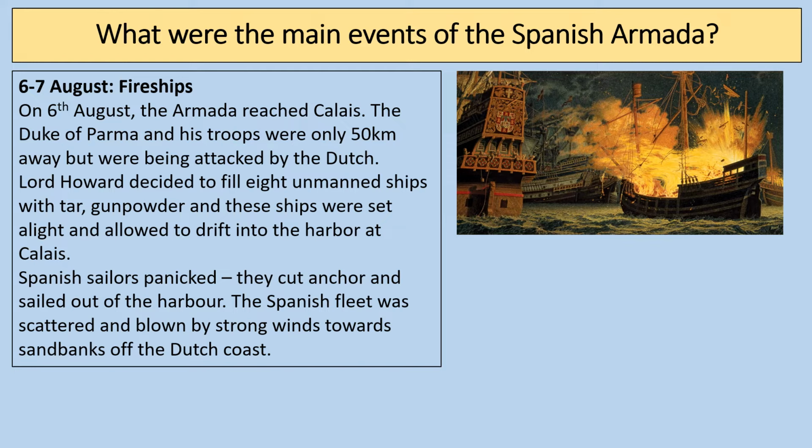So Lord Howard, who's the commander of the English forces, decides to fill 8 unmanned English ships with tar, gunpowder, etc. And these ships were set alight and allowed to drift into the harbour at Calais. Now, these fire ships took place at night, would look very dramatic, and caused the Spanish sailors to panic, and they cut anchor and sailed out of the harbour. Now, strong winds at the time as well meant that this scattered the Spanish fleet, ruined their crescent formation, and they were blown towards sandbanks off the Dutch coast. So the fire ships are the start of everything going wrong for the Spanish.